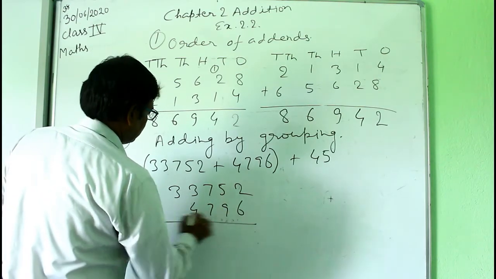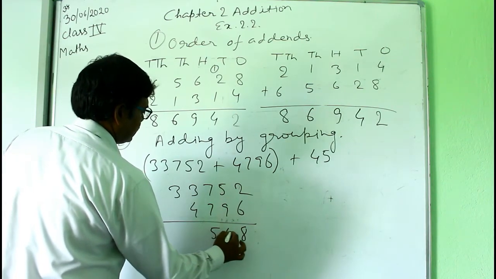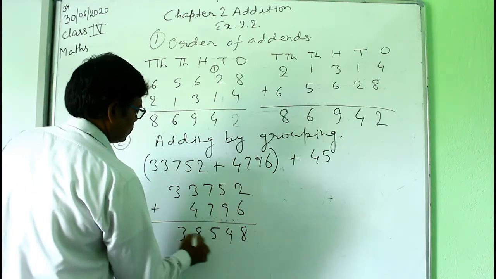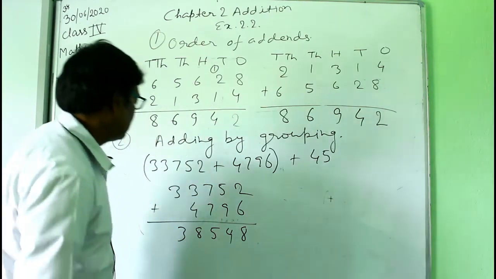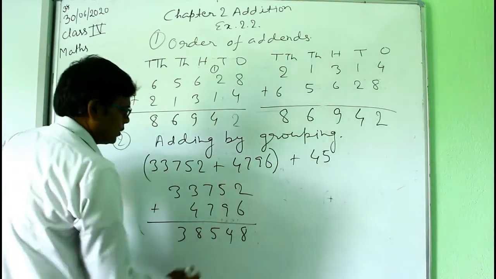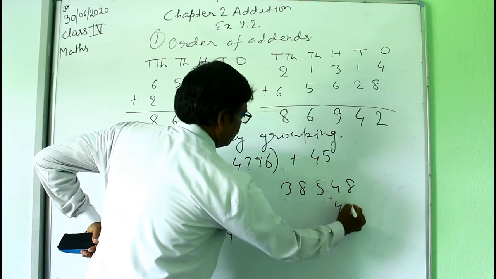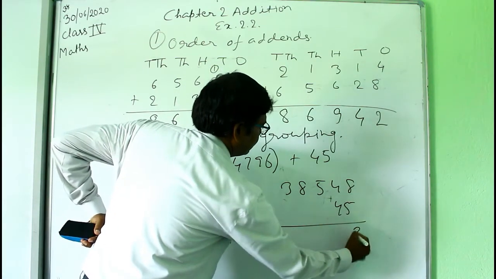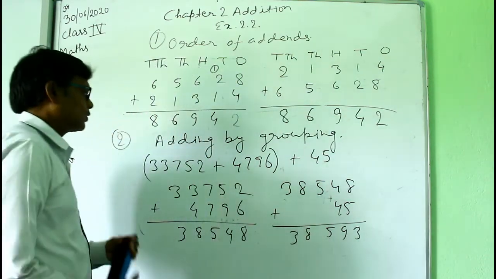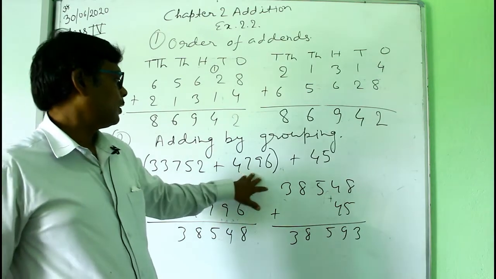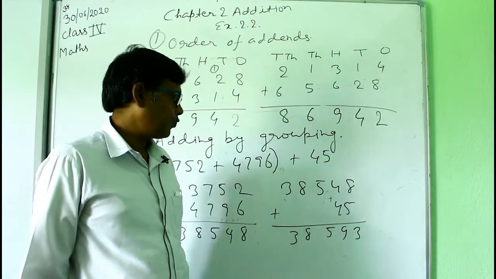4,796. When you add these two numbers, you will get 38,548. So this is the answer when you add these two numbers. Next, now add 45 to this answer. Write 38,548 plus 45. Now, this is the final answer. That is, when you add these numbers, the sum of these three numbers will be 38,593.